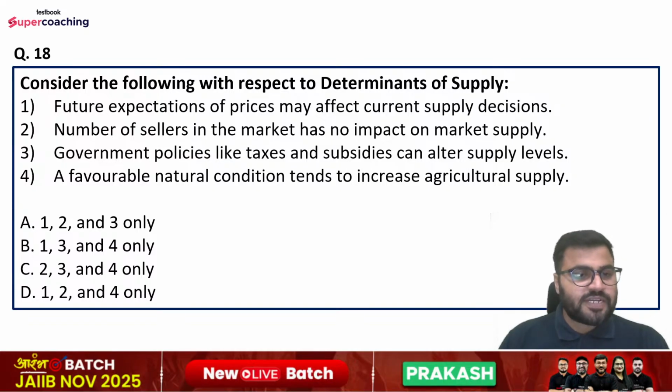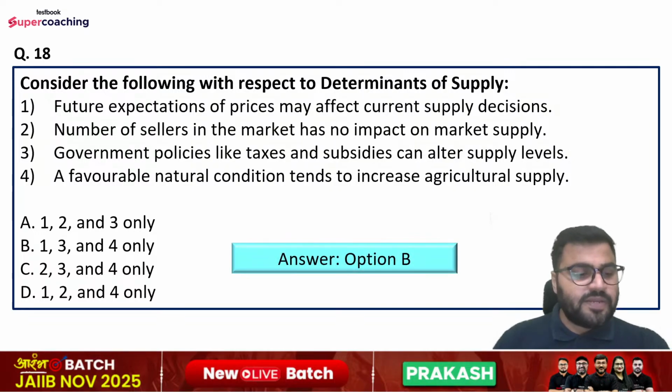Options are first, second, and third only, first, third, and fourth only, second, third, and fourth only, or first, second, and fourth only. So right answer is option number B here, that is first, third, and fourth only.